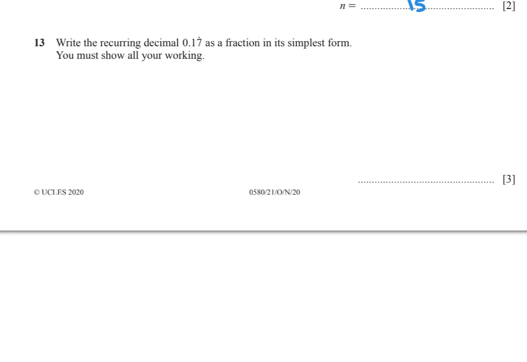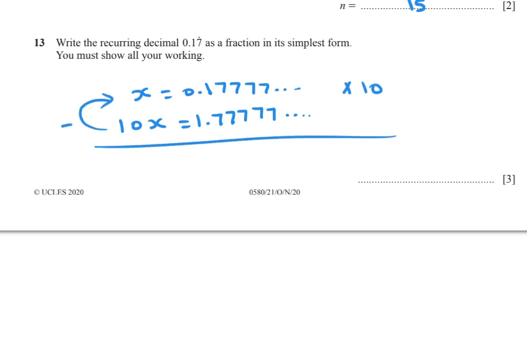Number 13, write the recurring decimal 0.17 as a fraction in its simplest form. So we can write x equals 0.1777 and so on. Because we have one digit repeated, multiply by 10. Now you have 10x equals 1.77777 and so on. Now subtract: 10x minus 1x equals 9x.